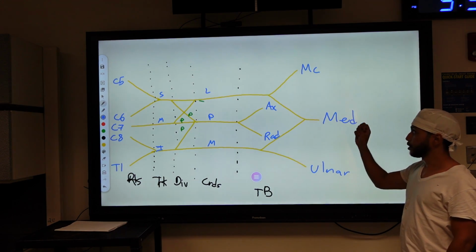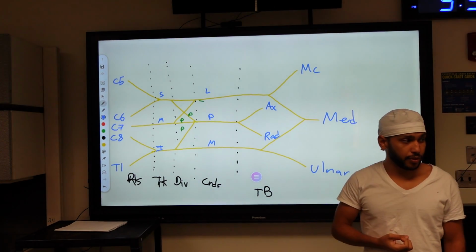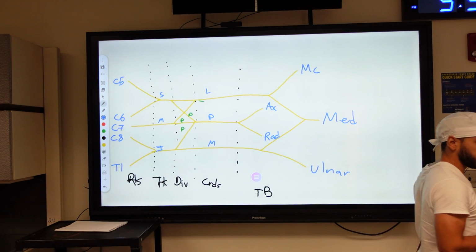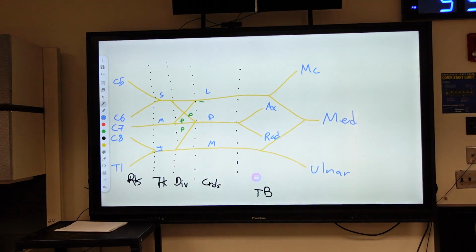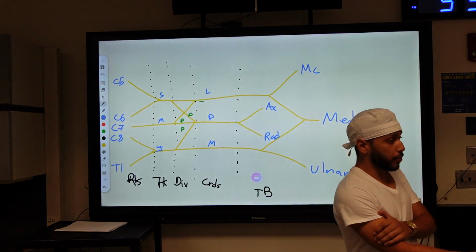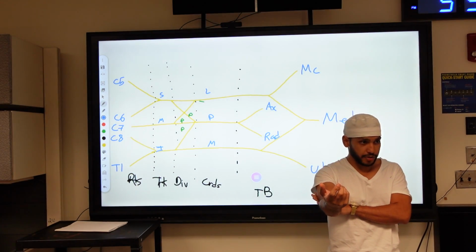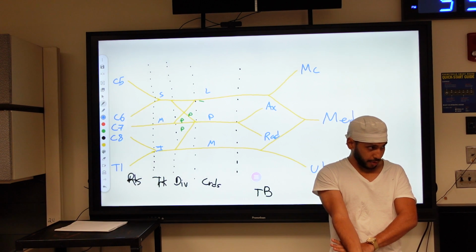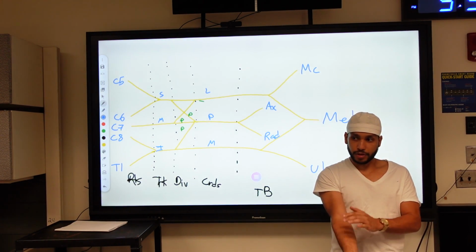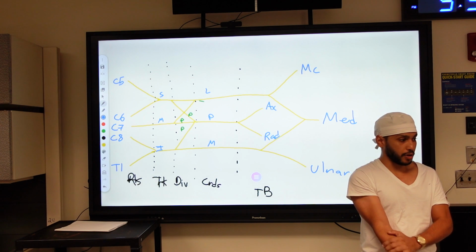Median nerve you should associate with which compartment of the upper limb? So we said anterior forearm, right? We said anterior arm is musculocutaneous. We said posterior arm is radial. Posterior forearm is also radial. Anterior forearm is median. Anterior forearm is median, right?